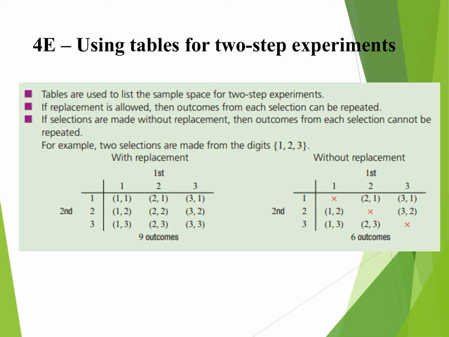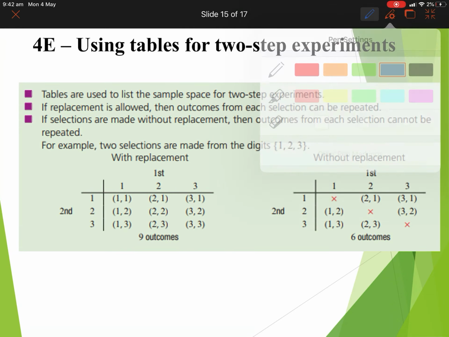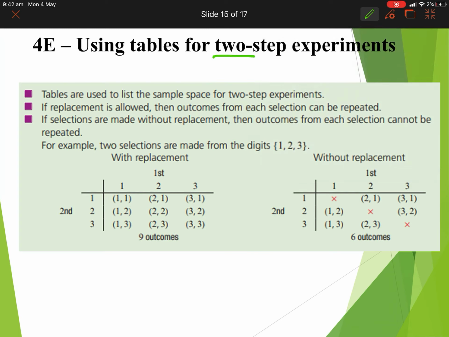Alrighty, so today we're looking at 4E, using tables for two-step experiments. So the key thing here is two-step experiments, okay? That kind of means you do one thing and then you do a second thing, and then we're trying to find the probability of doing that first one and then the second one. So we use tables to help us.